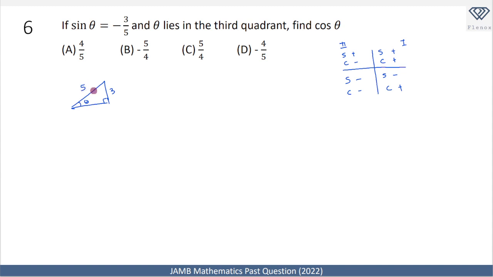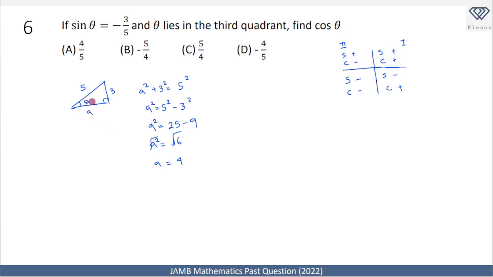So now we can find the adjacent over here with the use of Pythagoras theorem. So let's call this adjacent over here A. Now we know that from Pythagoras theorem that a squared plus 3 squared must be equal to 5 squared, right? So now this means that a squared must be equal to 5 squared minus 3 squared. So a squared must be equal to 25 minus 9. So we have a squared must be equal to 16. And when you find the square root of both sides, you know that what? A is equal to 4.